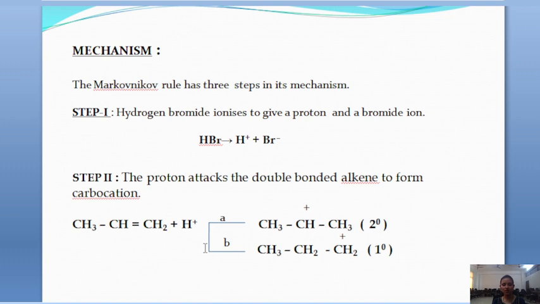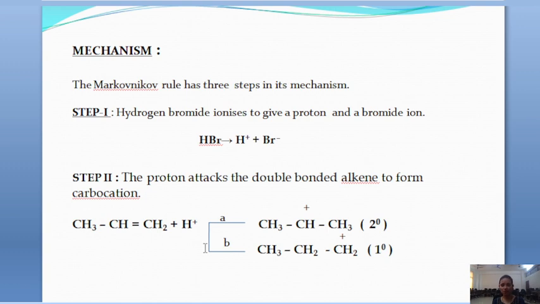In the second step, the proton attacks the double bond of the alkene to form a carbocation. We first ionized our hydrogen bromide, and now when it reacts with an alkene, there are 2 possibilities for the hydrogen to react. I have marked the first possibility as A and the second as B. According to the first possibility, the hydrogen combines with the double bonded carbon which has the highest number of hydrogen, and it gives rise to a secondary carbocation. In the second possibility, the hydrogen combines with the double bonded carbon which has the least number of hydrogen, the second carbon, and we get a primary carbocation.